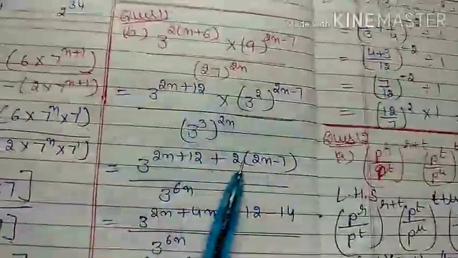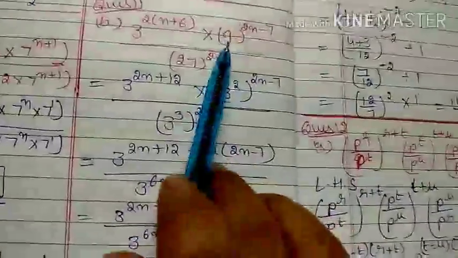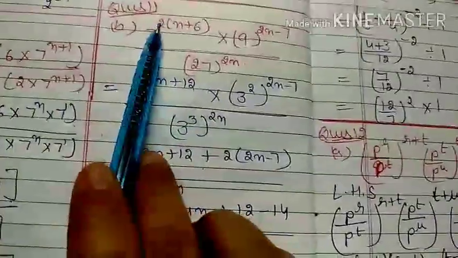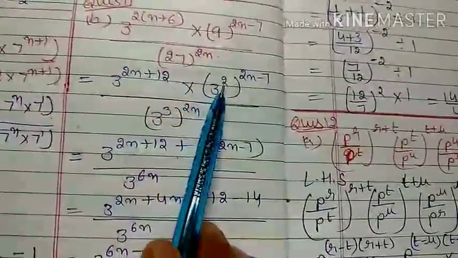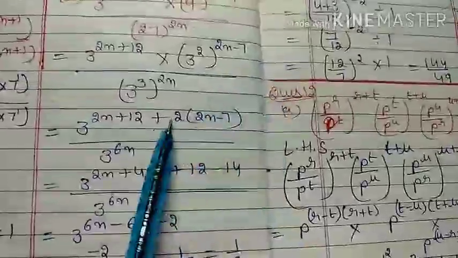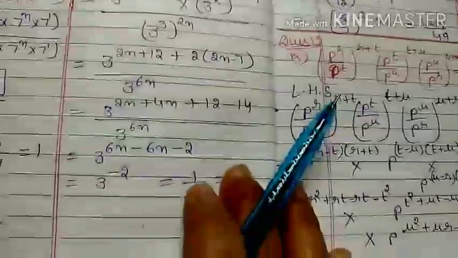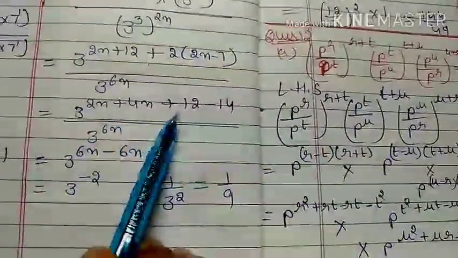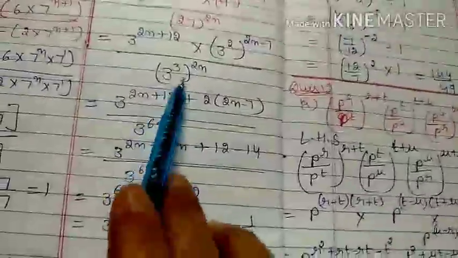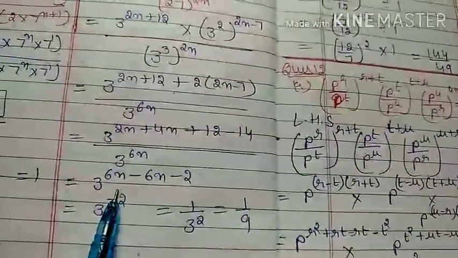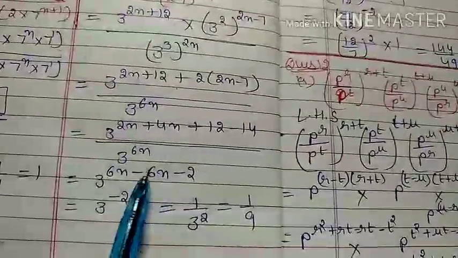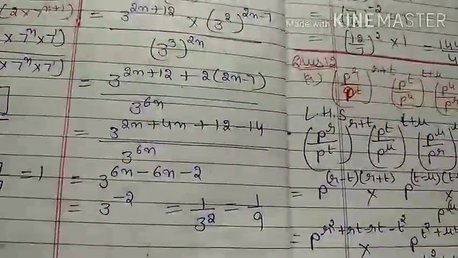First I convert all the bases into 3 form, because 9 is the square of 3, 27 is the cube of 3. So first multiply 2 with this, 2n plus 2 into 6 gives me 12. Here 2 when multiplied with this is 4n minus 14. So if base is same, power is added. You add the powers here. So that gives you 6n minus 2. And in the denominator also, when you multiply 3 with 2, that gives you 6n. Now when power moves upward, that will be subtracted. 6n minus 6n subtracted, cancel with each other. Only 3 raised to power minus 2 is left.